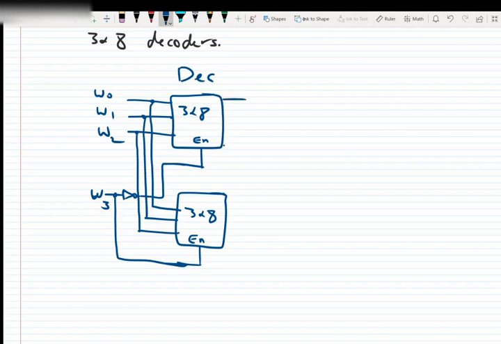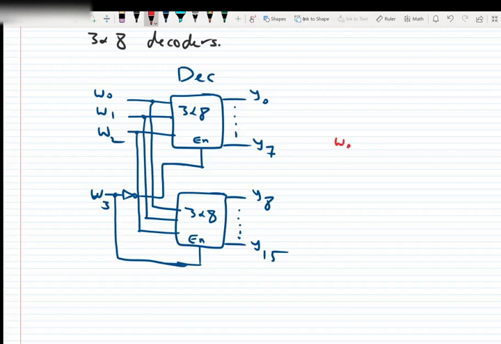And for the outputs, we have 8 outputs for the first decoder, which is Y0 to Y7, and we have 8 outputs for the second decoder, which we label Y8 to Y15. So this one is a 4 by 16 decoder built from two 3 by 8 decoders. Let's see how it works.